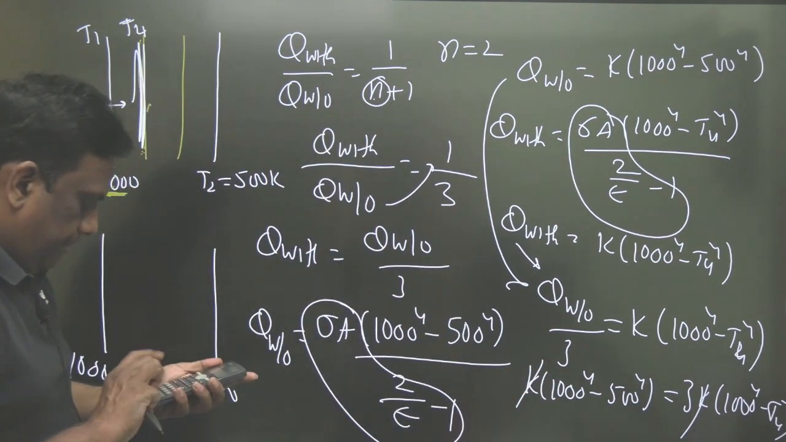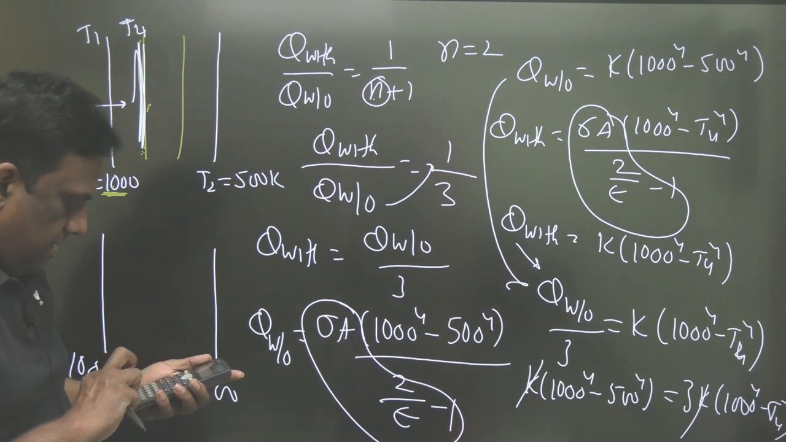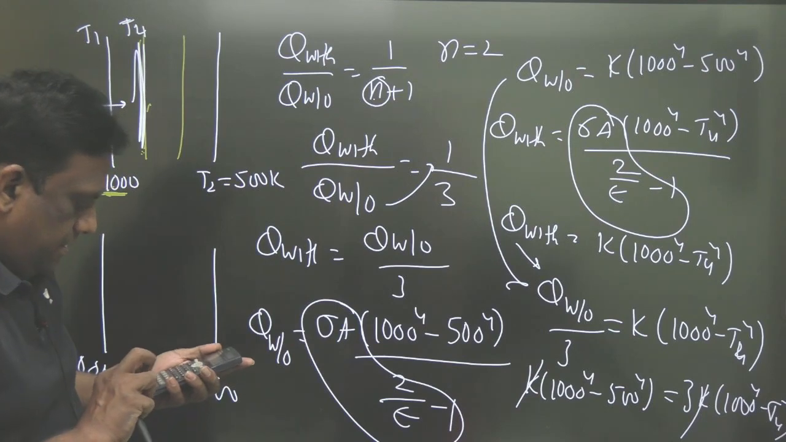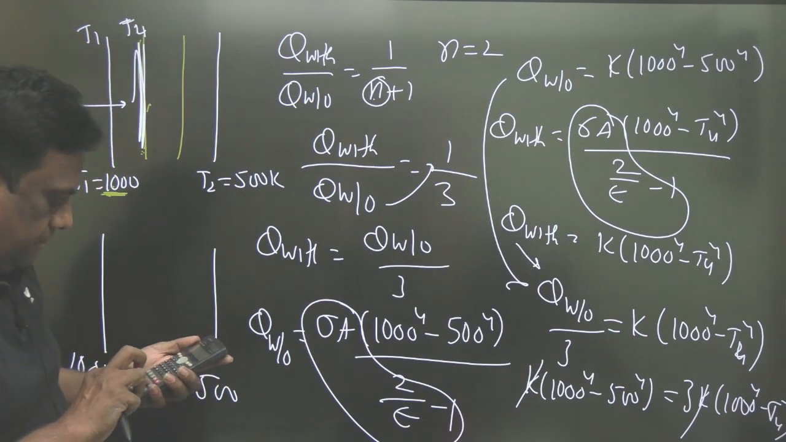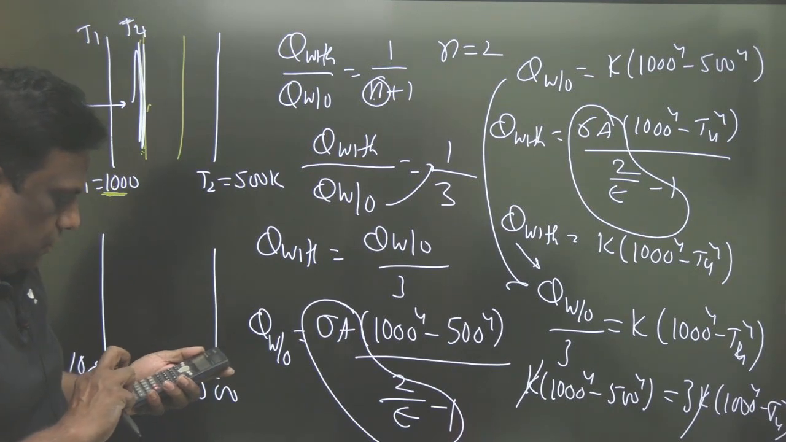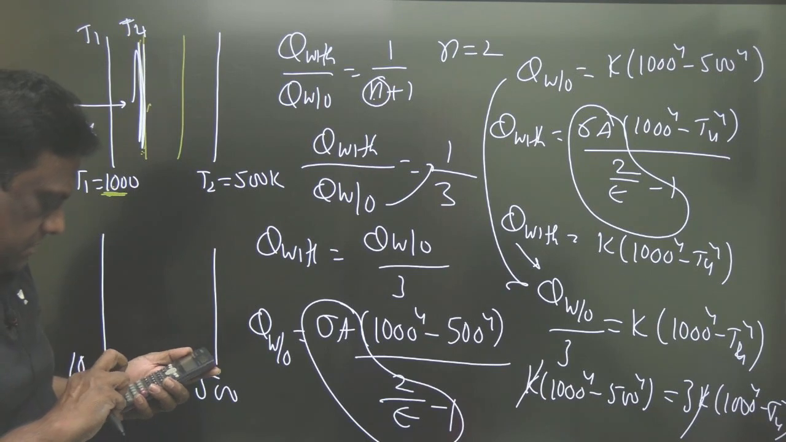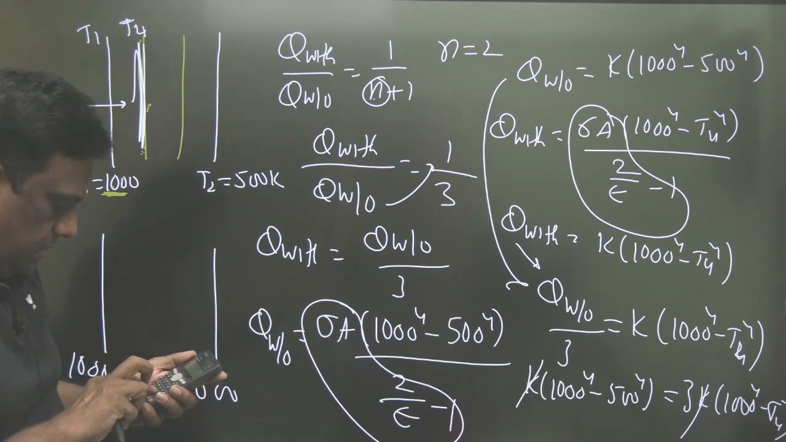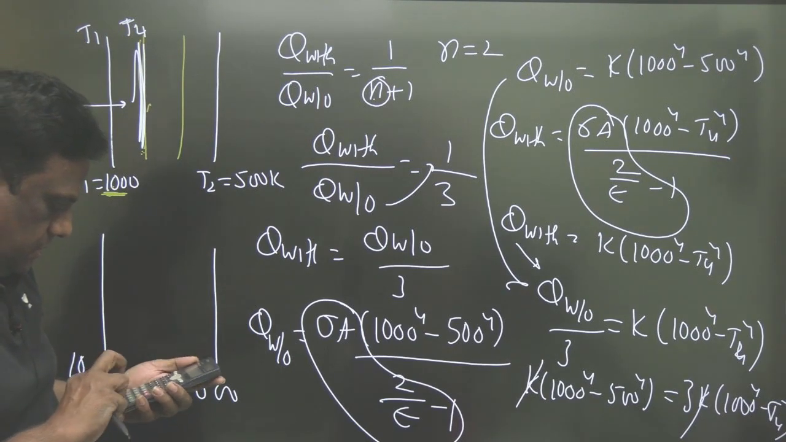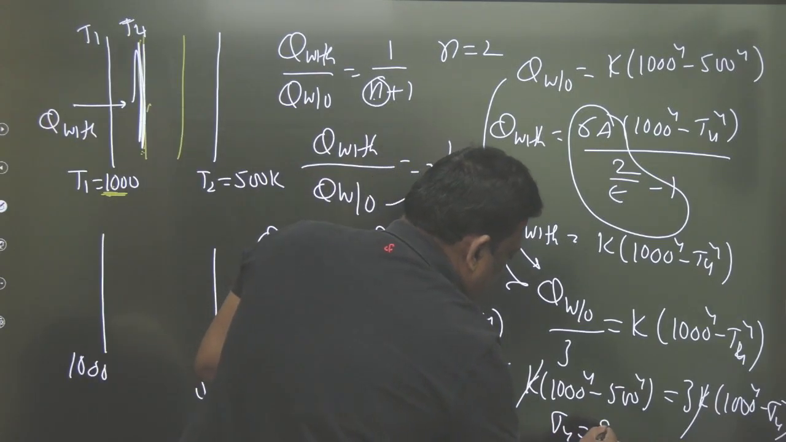I will check once. 1000 power 4 minus 500 power 4 by 3, okay, plus 1000, plus 1000, and I am getting this T4 as 910.